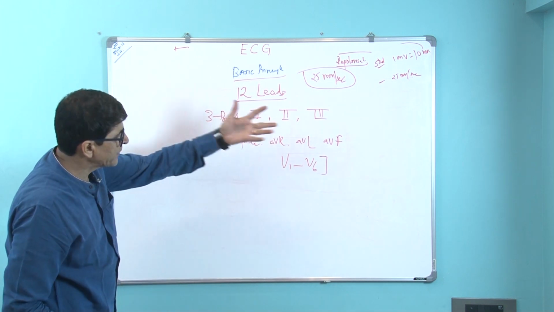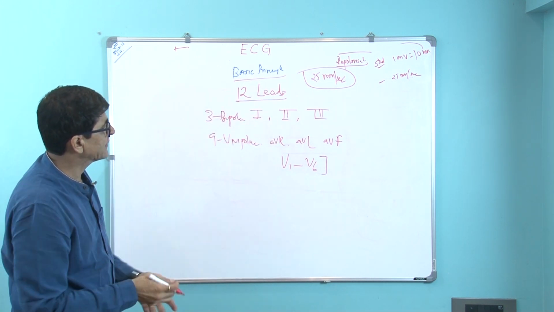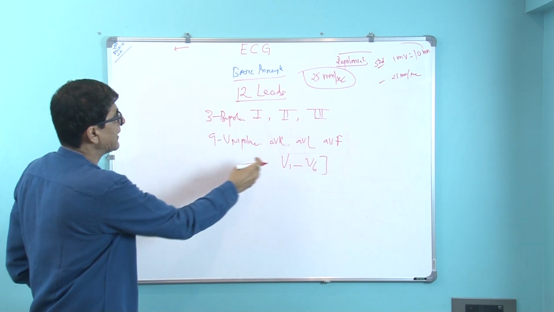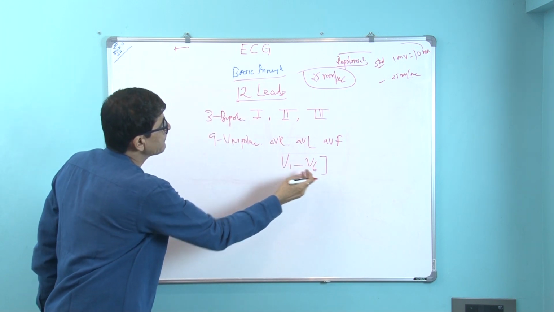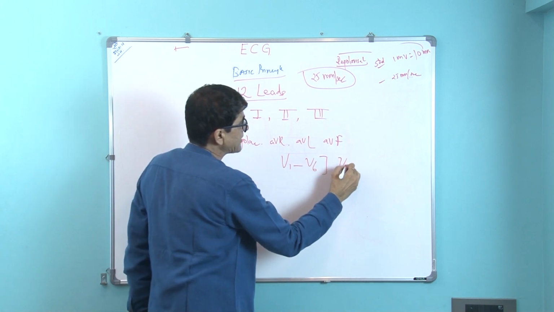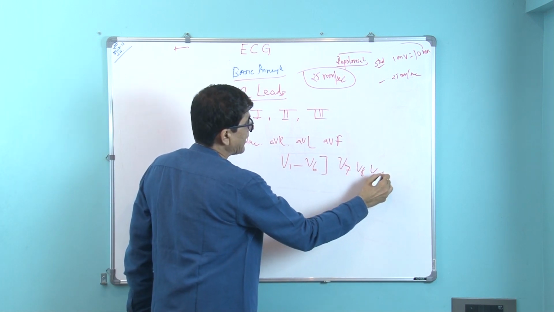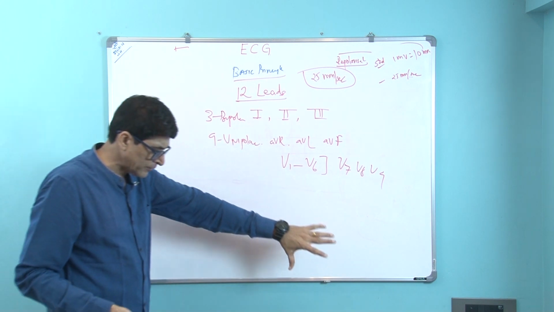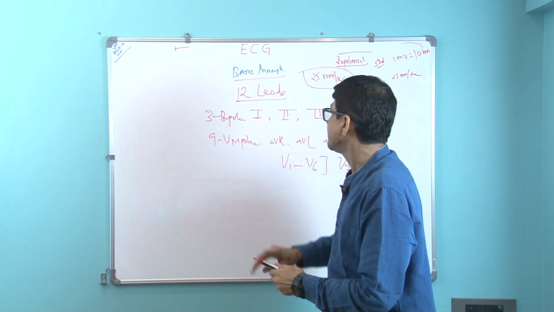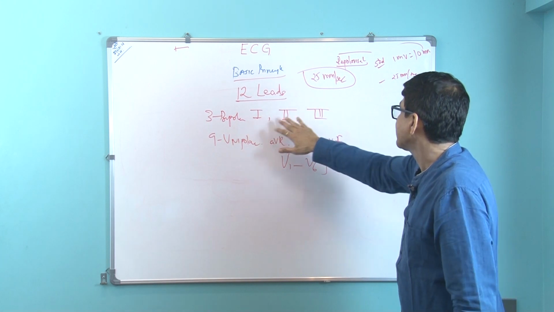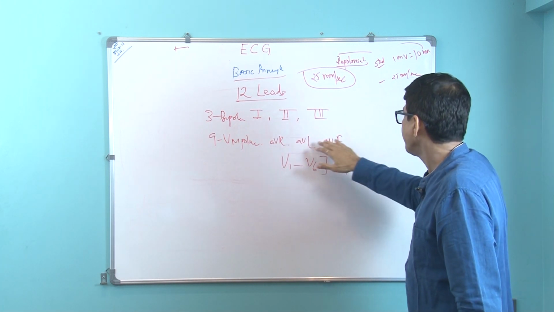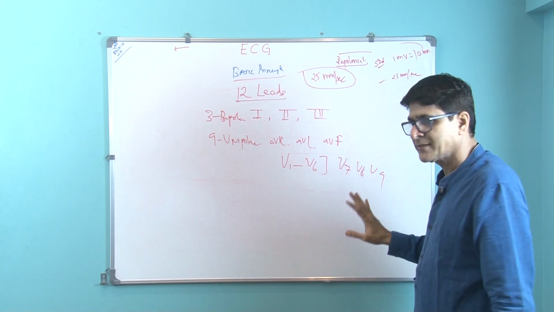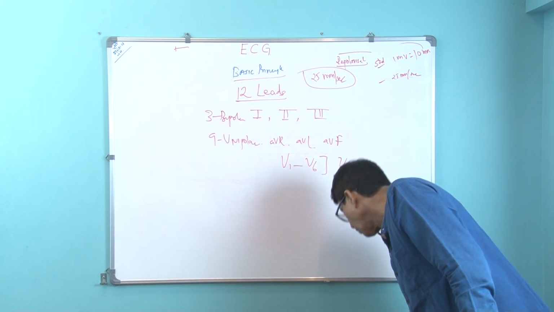Apart from these, there are special leads that we can cover later, like right sided V3, right sided V4, or V7, V8 or V9. But by default, if a person comes for a normal ECG, the ECG will reflect first, second, third, AVR, AVL, AVF, V1 to V6. This is the 12 lead ECG, that is all.